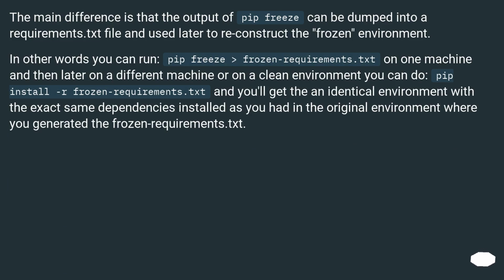The main difference is that the output of pip freeze can be dumped into a requirements.txt file and used later to reconstruct the frozen environment. In other words, you can run pip freeze > frozen-requirements.txt on one machine, and then later on a different machine on a clean environment, you can do pip install -r frozen-requirements.txt. And you'll get an identical environment with the exact same dependencies installed as you had in the original environment where you generated the frozen-requirements.txt.